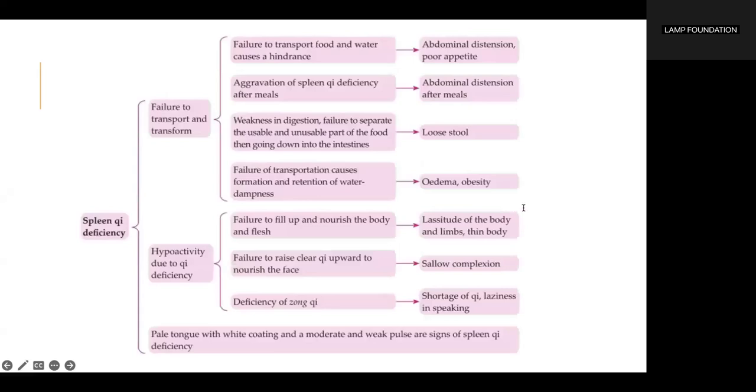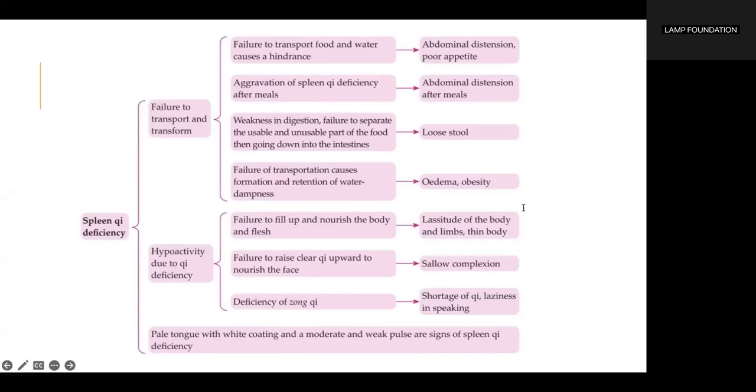Clinical manifestations: abdominal distension or bloating, especially after meals, poor appetite, lack of ability to taste foods, loose stool, lassitude of the body and limbs, fatigue, lack of strength, shortage of qi, laziness in speaking, emaciation, sallow complexion or obesity, edema, a pale tongue with a white coating, and a moderate and weak pulse.